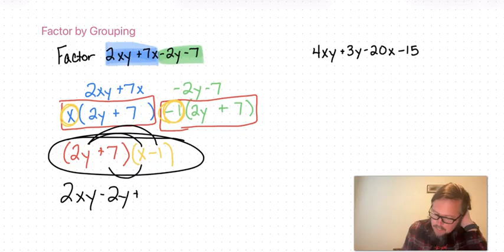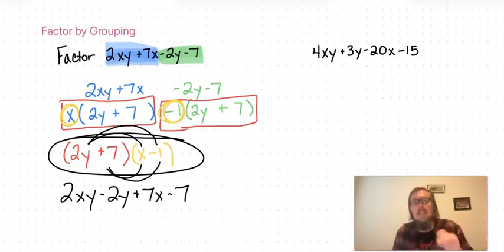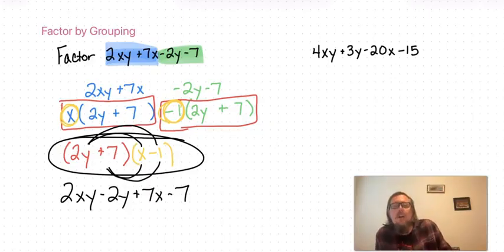7 times x is 7x. And 7 times minus 1 is minus 7. And that looks exactly like the original problem. So we can check by doing multiplication to make sure that we did it right.